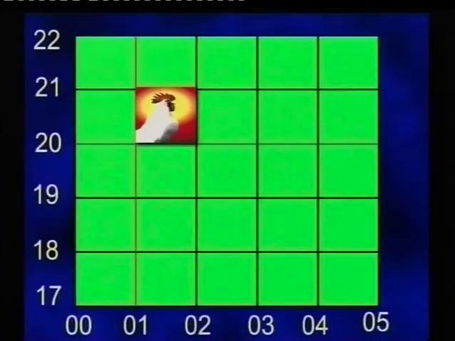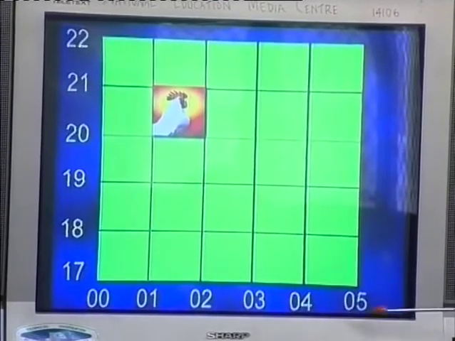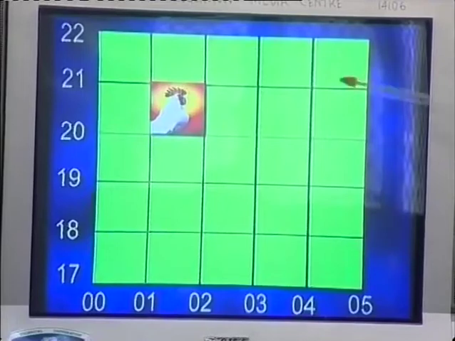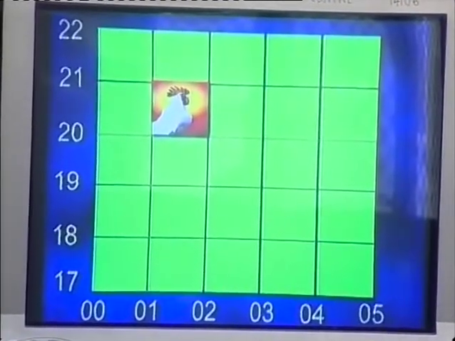All right, these lines here that are going down are known as eastings. They are numbered from west to east: 00, 01, 02, 03, 04, 05. These are the lines known as eastings, being numbered from west to east.